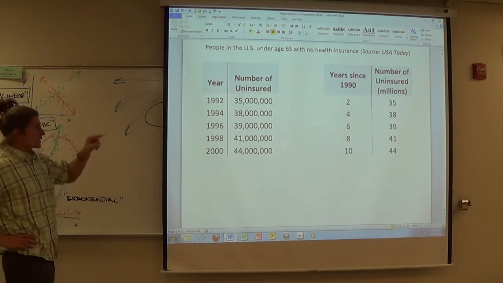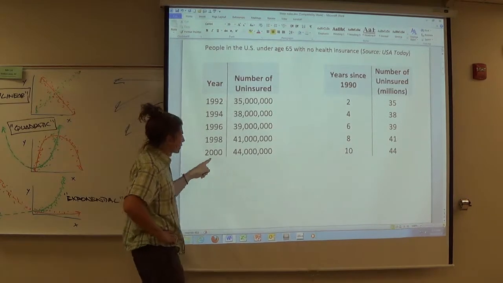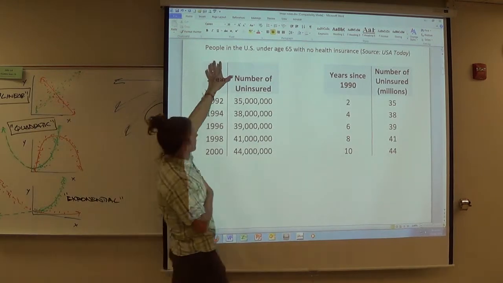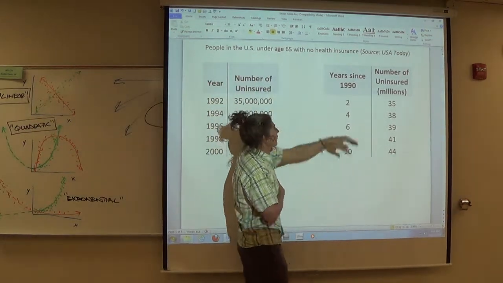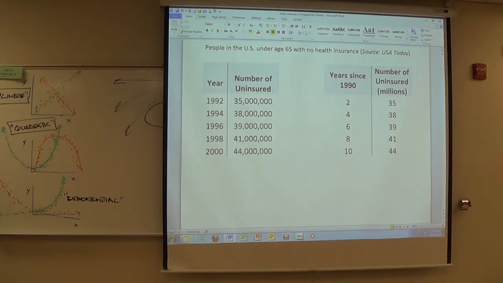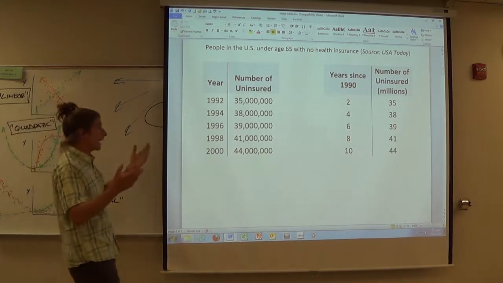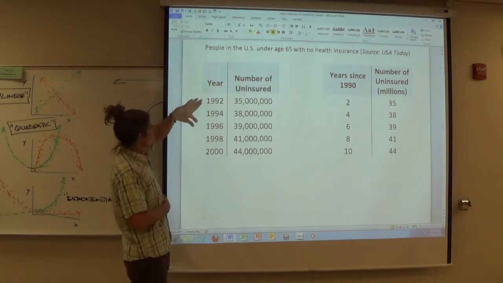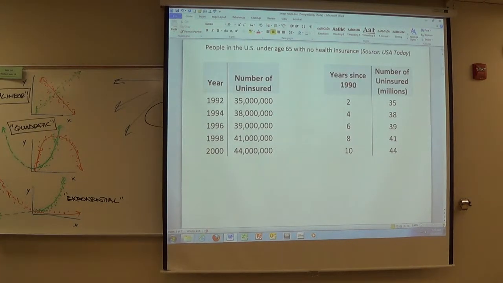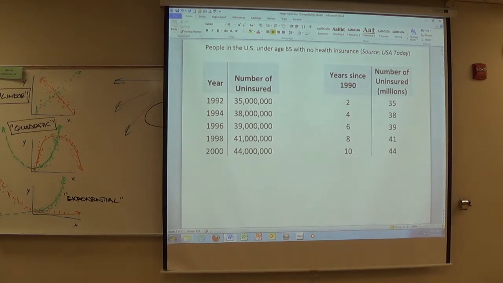What I've done, USA Today put this back out, I think it's back in 2001. And we're going to update this, don't worry. This is the previous data. The people in the United States under age 65 with no health insurance. And this even predates Obama, or Obamacare, anyway. So here are the years, 92, 94, 96, 98, 2000. That's the estimated number of people without health insurance in the United States. Okay.